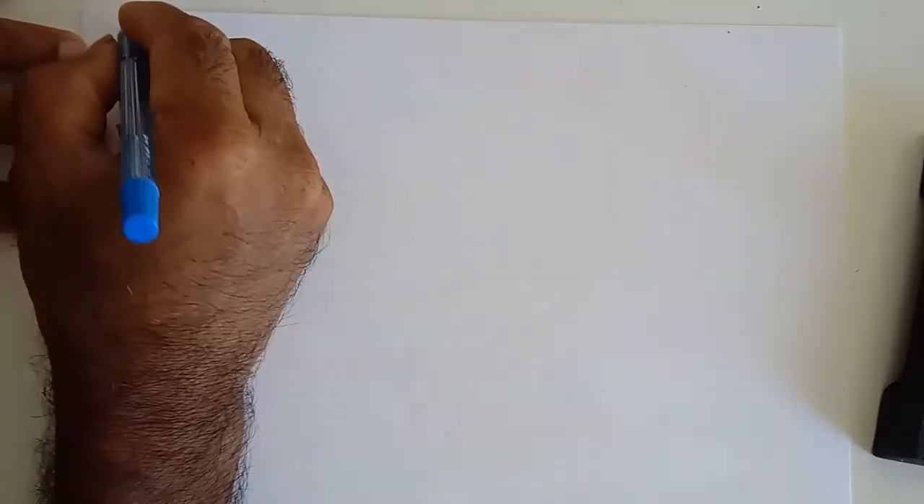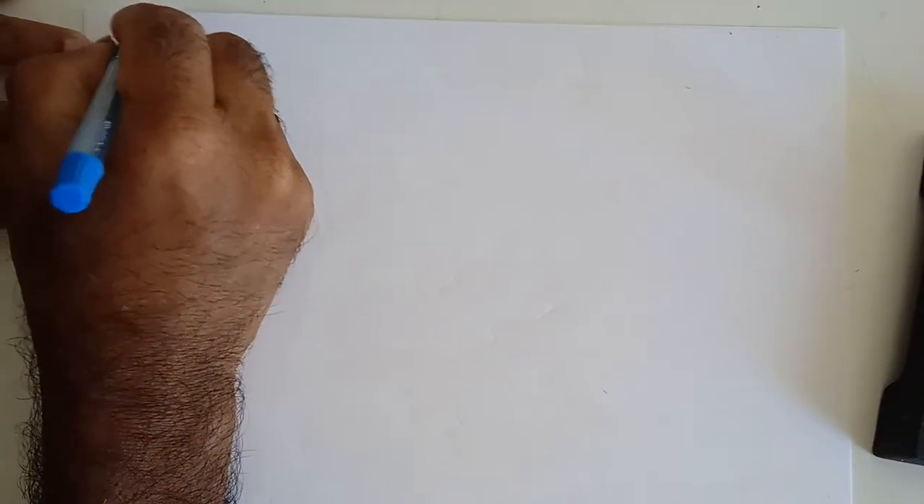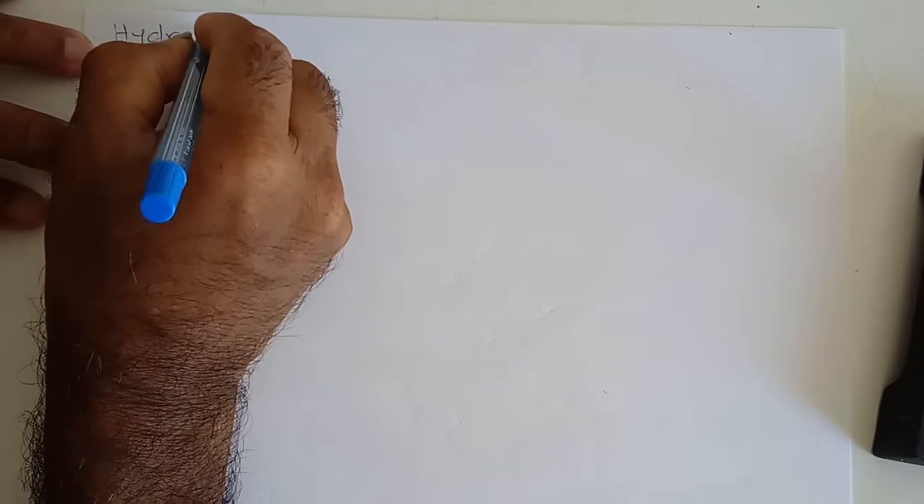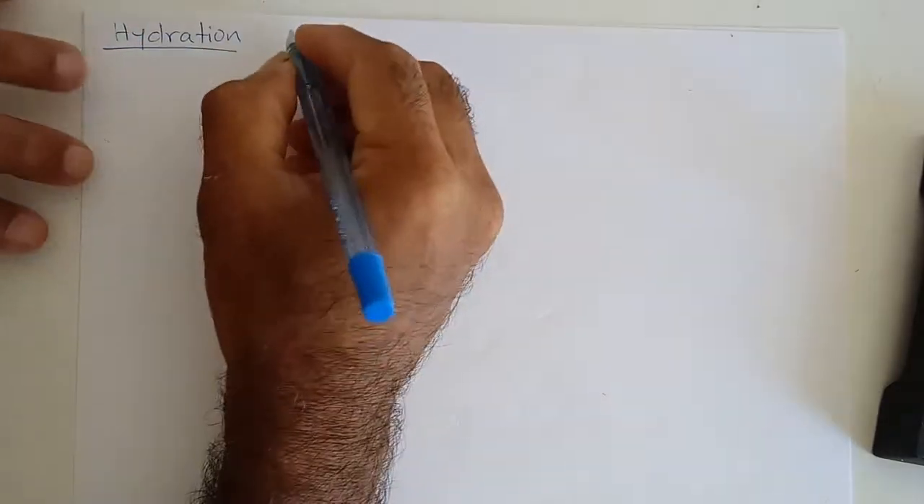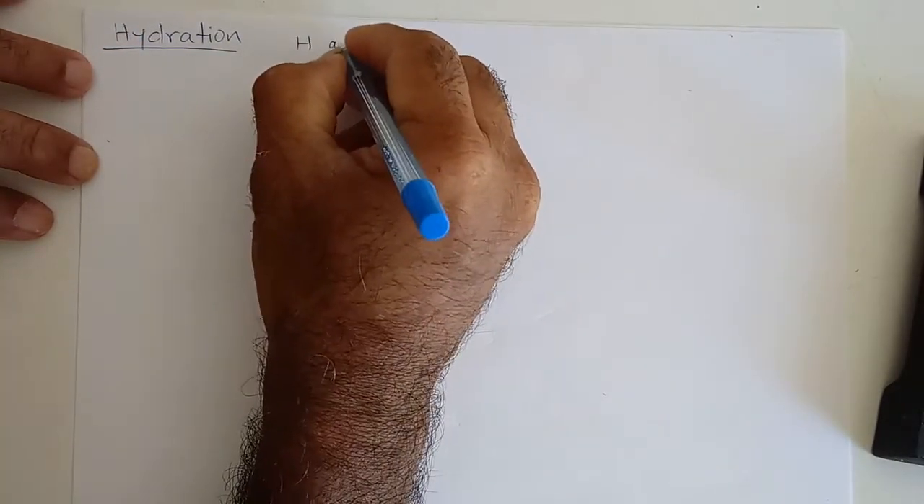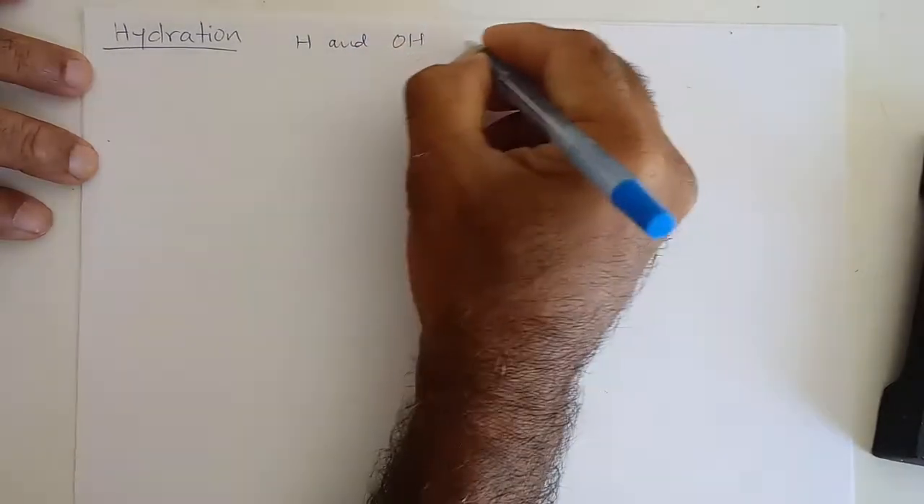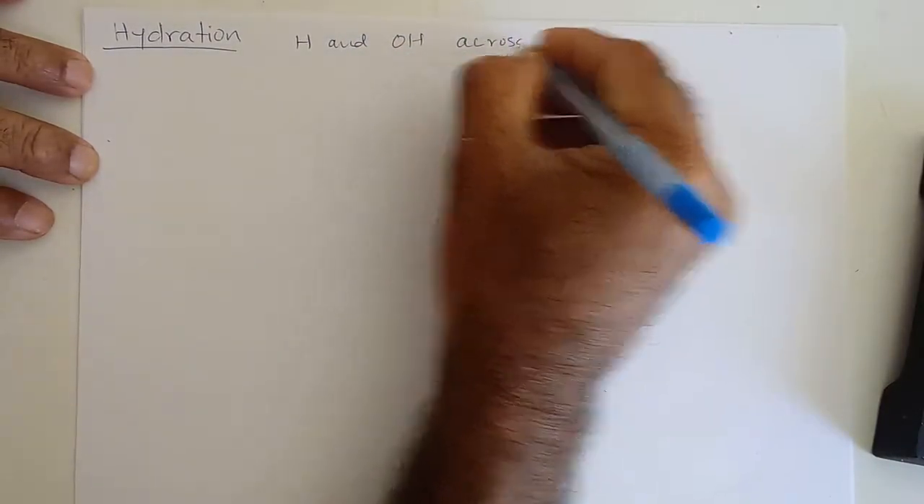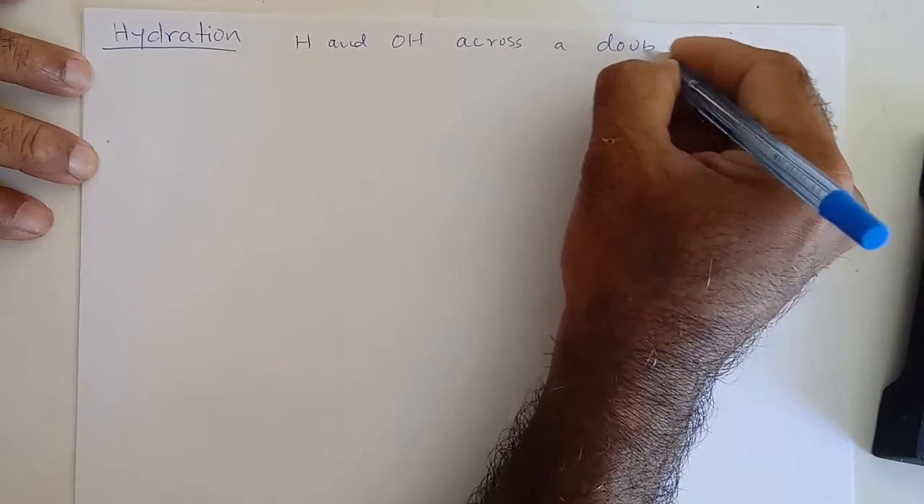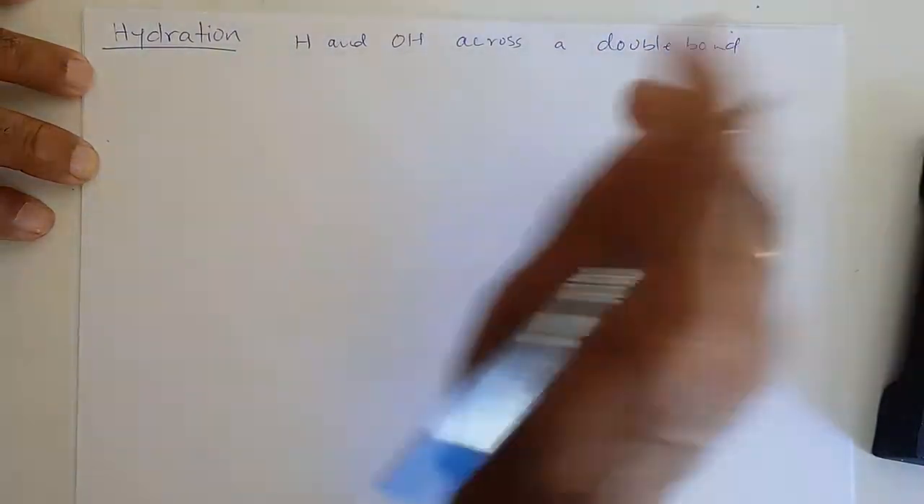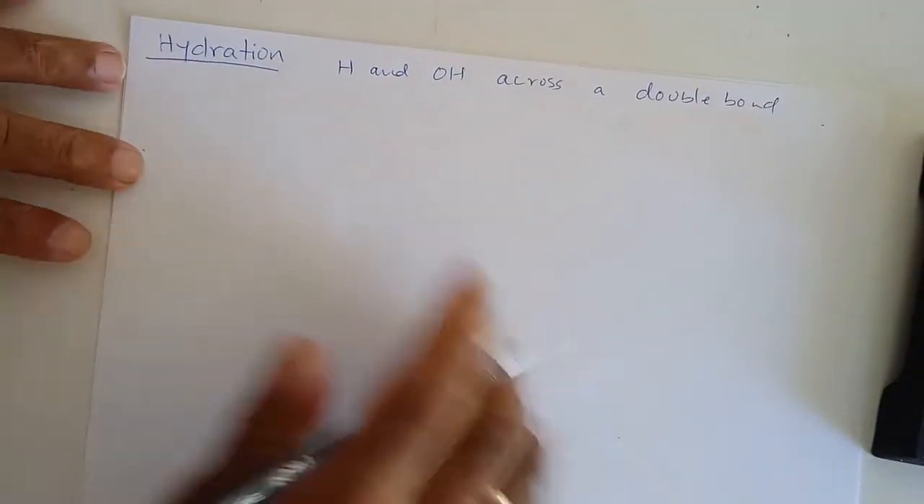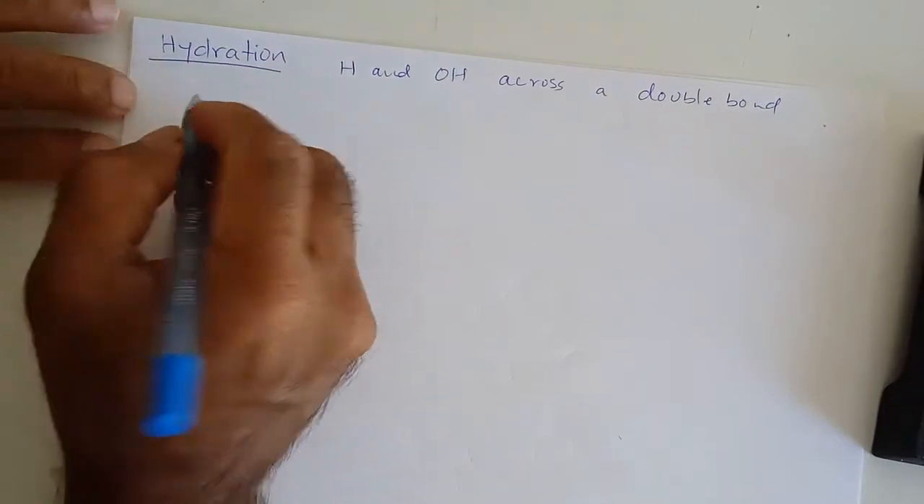Next reaction is called hydration broadly. Hydration means adding H and OH across a double bond. Okay, how do we do that? Well, we have already come across one reaction.